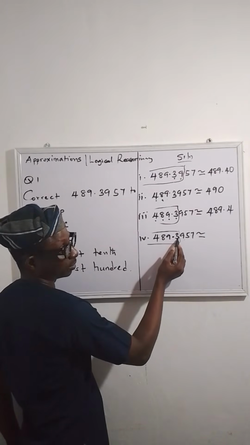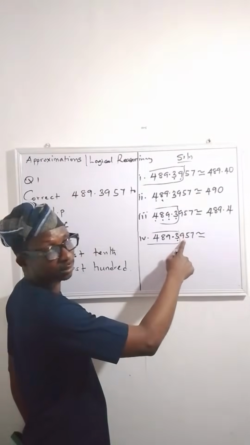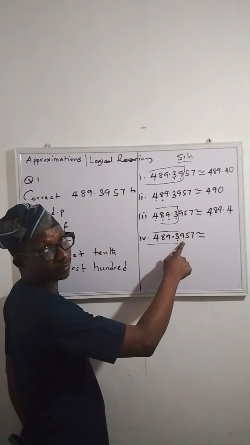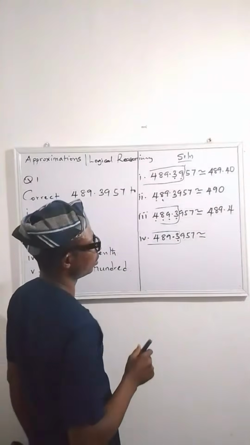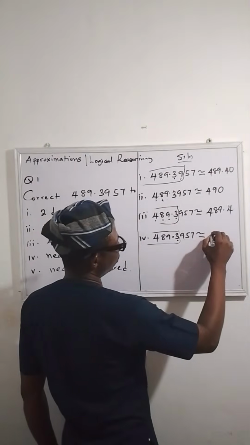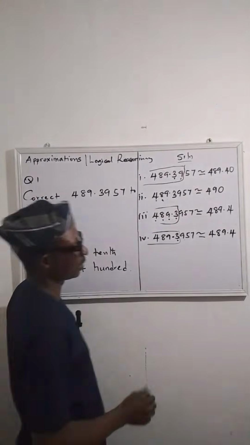I'm writing this down to this. This is at position tenths. So don't forget, before I write the answer, I have to check the next digit after the last digit. Is it up to 5? If it is yes, you turn this 3 to 4, so you increase it by 1. So you have 489.4. So that is the answer. It's the same thing as before.